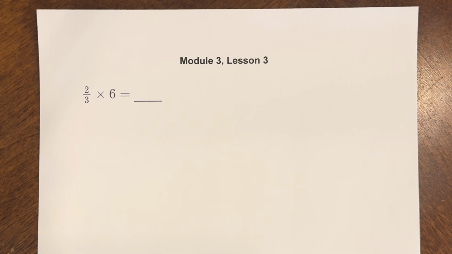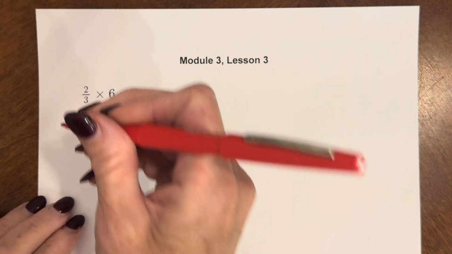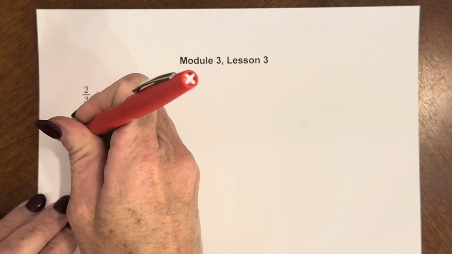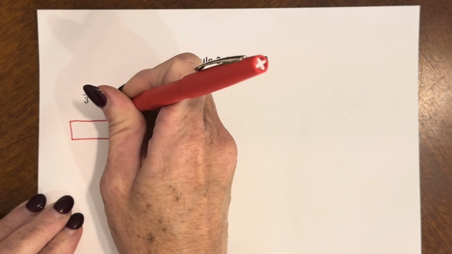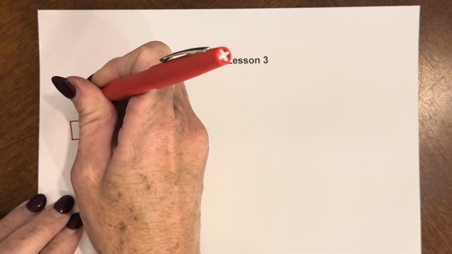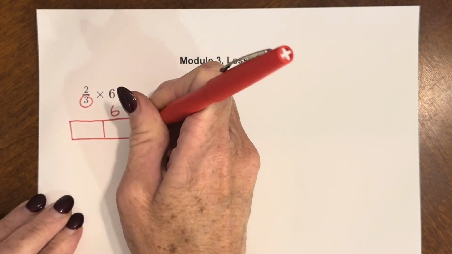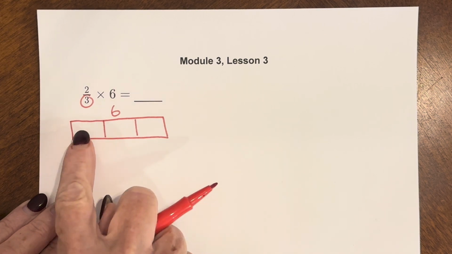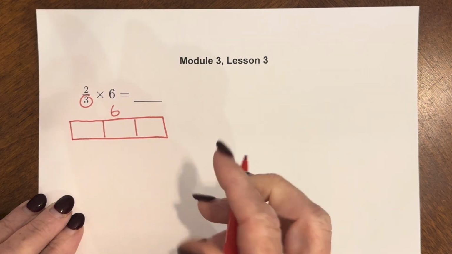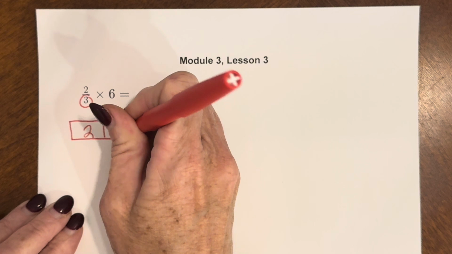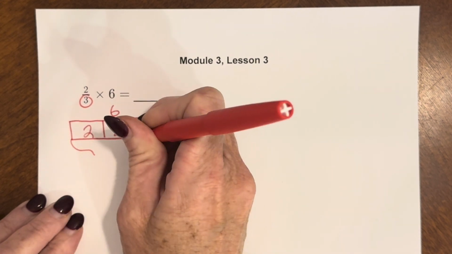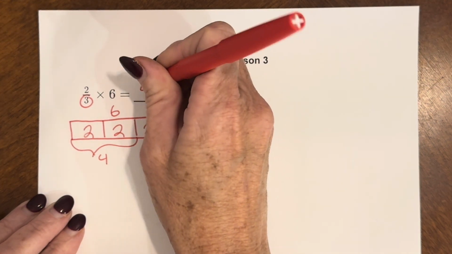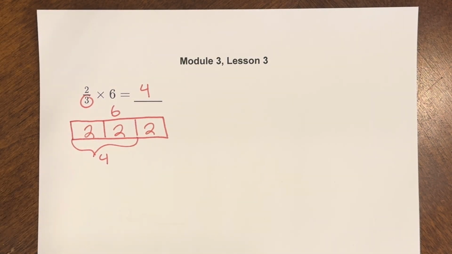So I could do this a couple different ways. I could do the tape diagram. So I could say if I have 6 wholes and I need to divide it into 3 pieces, well, what would have to be here? So what plus what's going to give me this? I know it's going to be 2's. And if I have 2 of the thirds, my answer is going to be 4. So I could show it using a tape diagram.